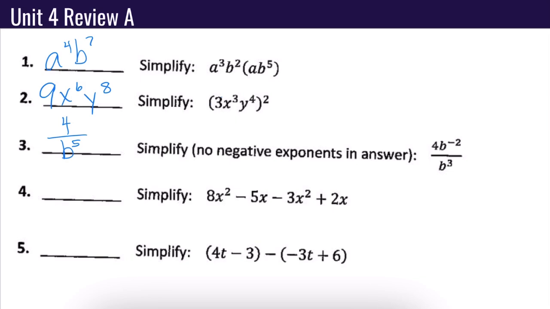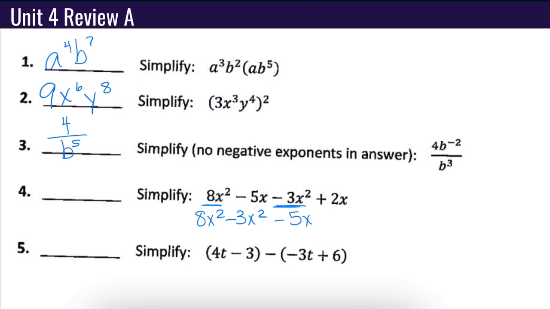Numbers 4 and 5 are combining like terms with polynomials. So we know combining like terms is adding and subtracting things that have coefficients and variables and exponents in them. So we're going to look at this 8x squared, and the other thing that has an x squared is this negative 3x squared. So we would put 8x squared minus 3x squared. We're just going to keep it together.